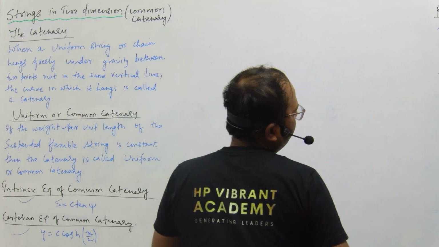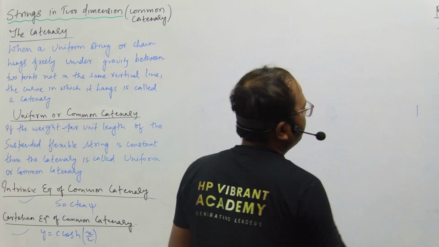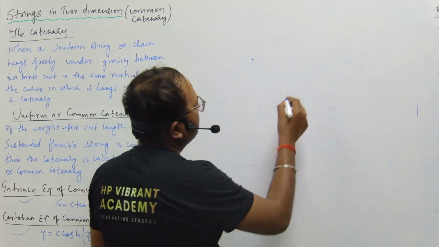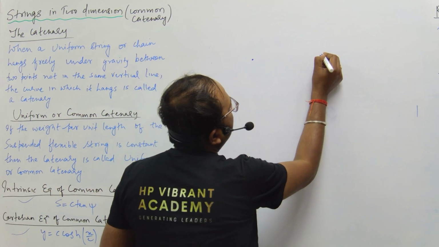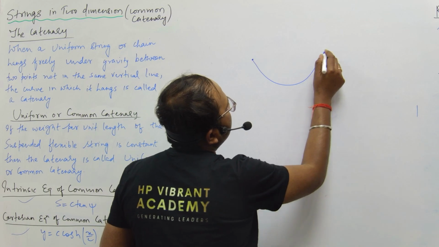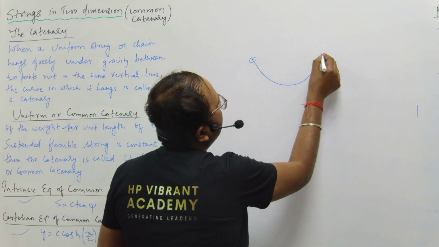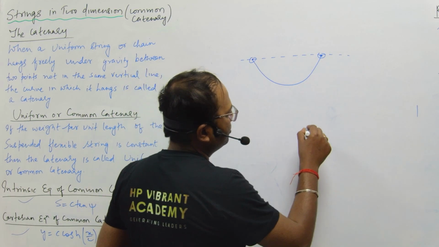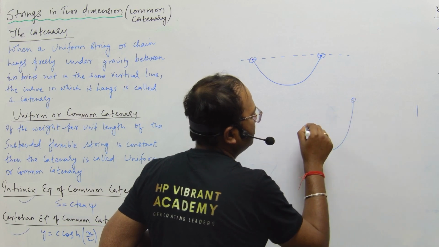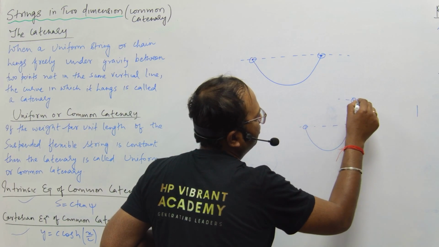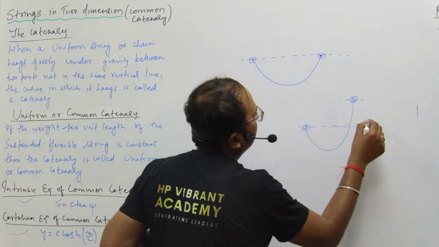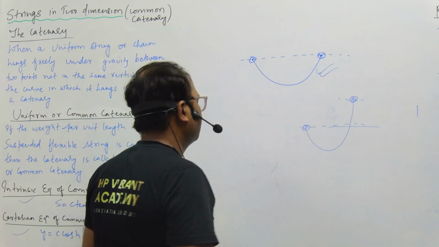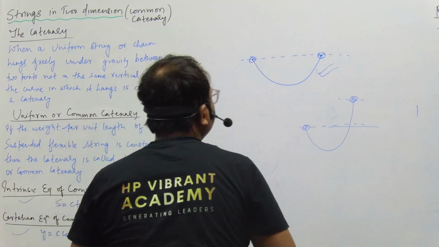Under this topic, we have to study the catenary in which these 2 points are in the same horizontal line. We do not study the case where these 2 points are not in a horizontal line. In this case these 2 points are in a horizontal line, so we study this particular case. Let us understand this in detail.